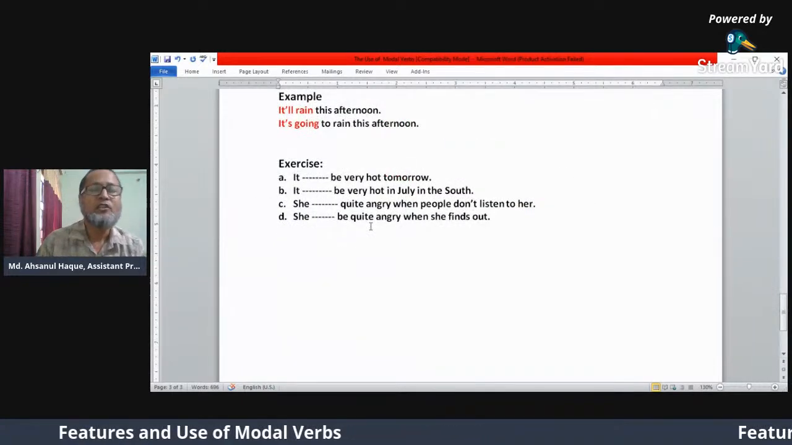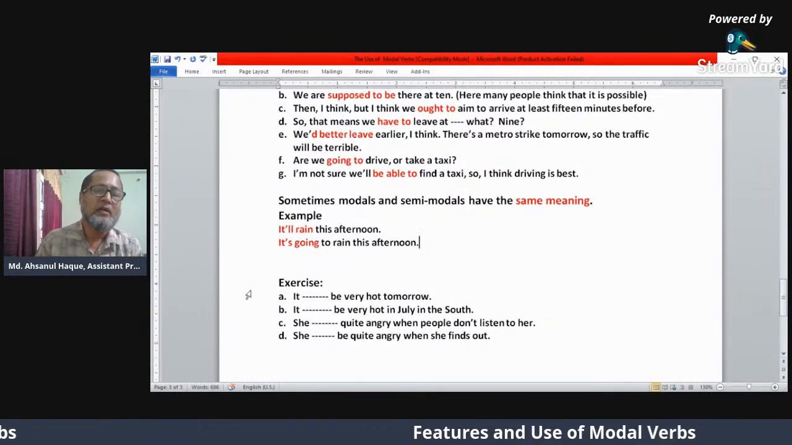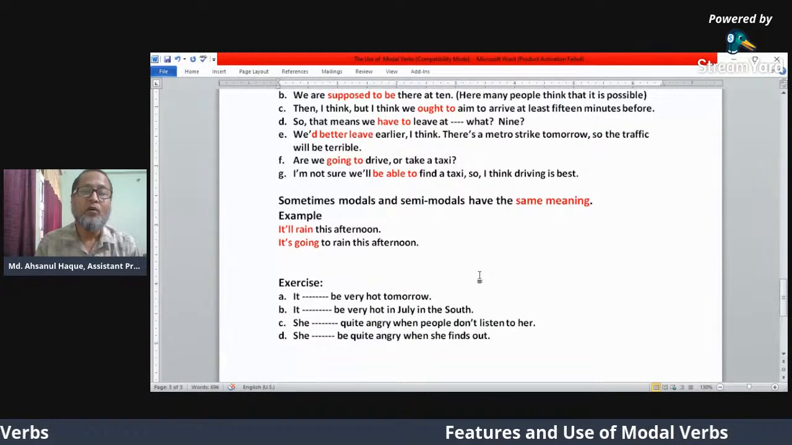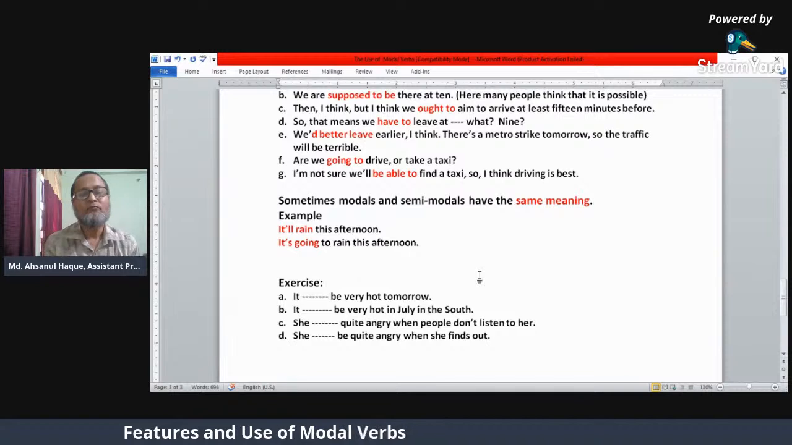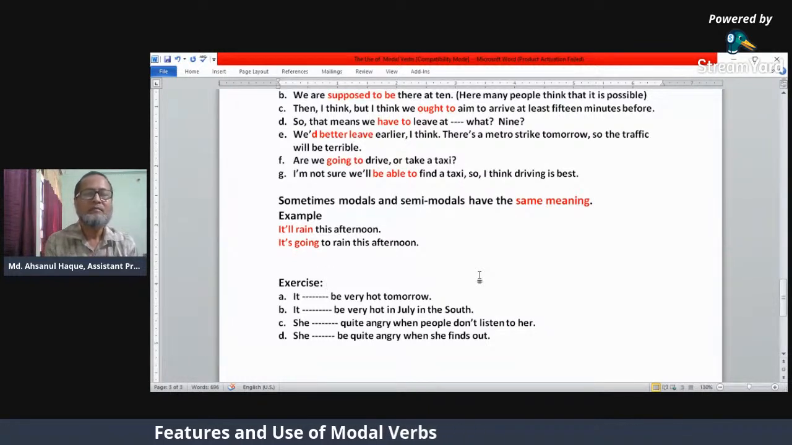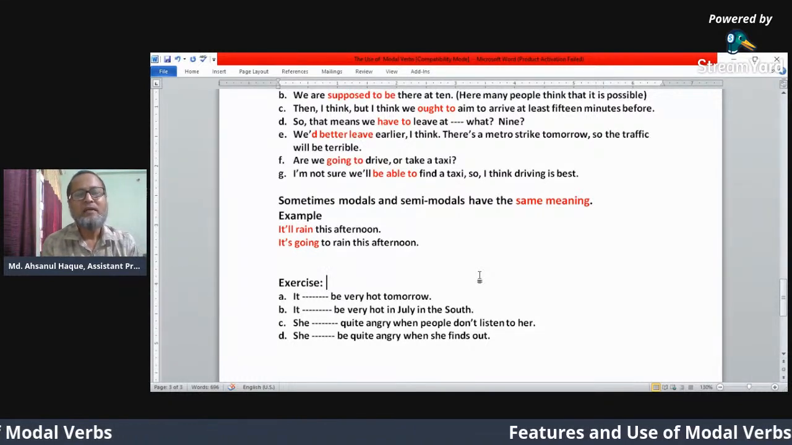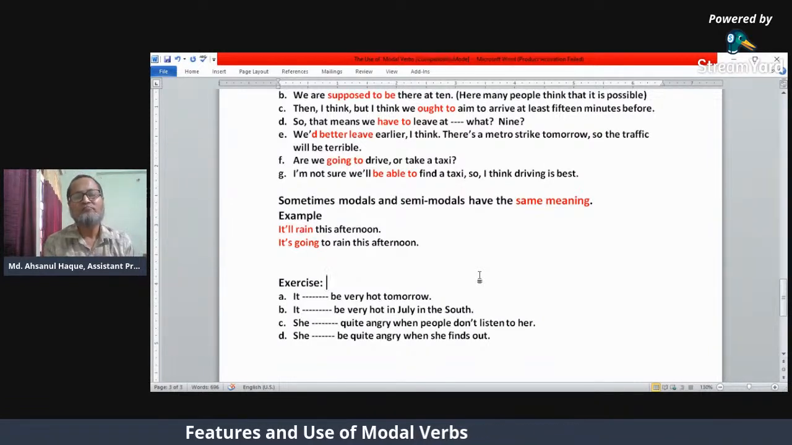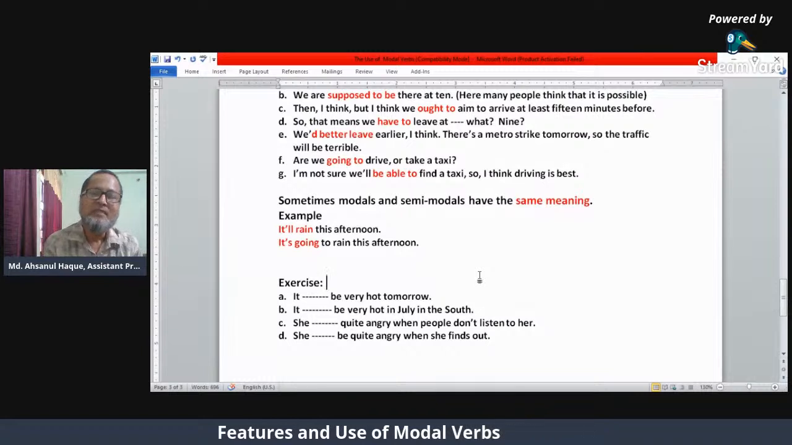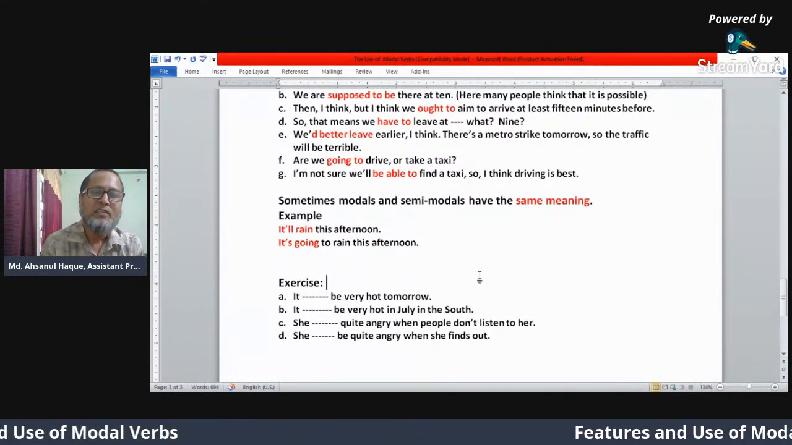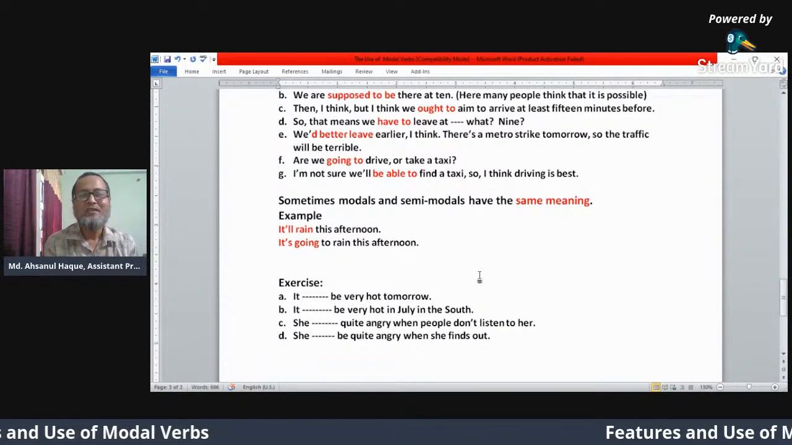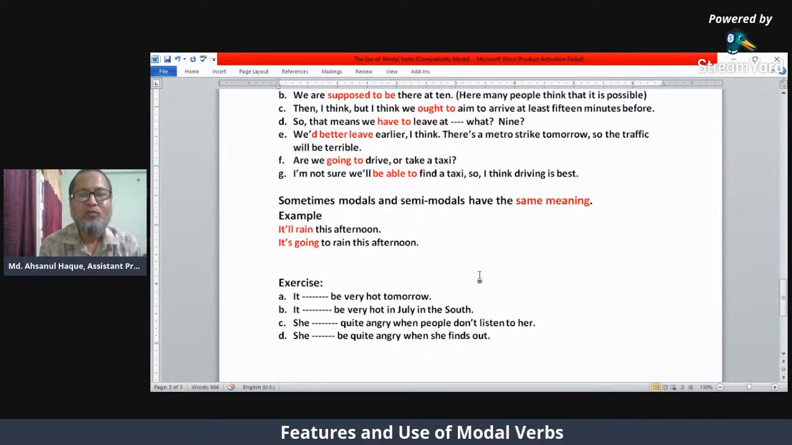So now I have completed my discussion today. And now there is an exercise for you, and please try to solve the problems. A: It dash be very hot tomorrow. It's a general possibility. B: It dash may be hot in July in the south. So it's specific, because in July is specific, in the south is specific. The first one is general, and the second one is specific. C: She dash quite angry when people don't listen to her. So it's specific. D: She dash be quite angry when she finds out.